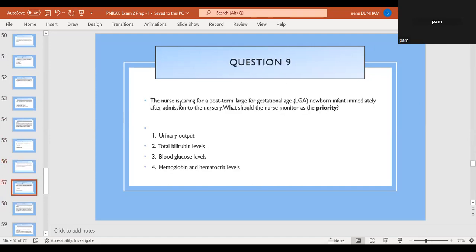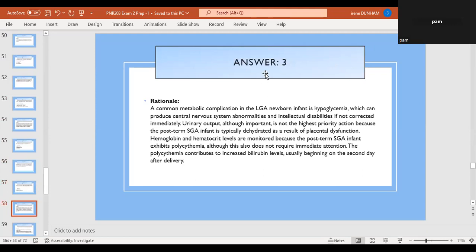Okay. Question 9. The nurse is caring for a post-term large gestational age, LGA, newborn infant immediately after admission to the nursery. What should the nurse monitor as a priority? Now, we talked about this. So which one do you think it is? Would it be urinary output, total bilirubin levels, blood glucose levels, or hemoglobin hematocrit? Remember, it's a post-term large baby. And you're immediately after admission to the nursery, I would be looking at blood glucose levels for hypoglycemia. And there it is, answer 3.